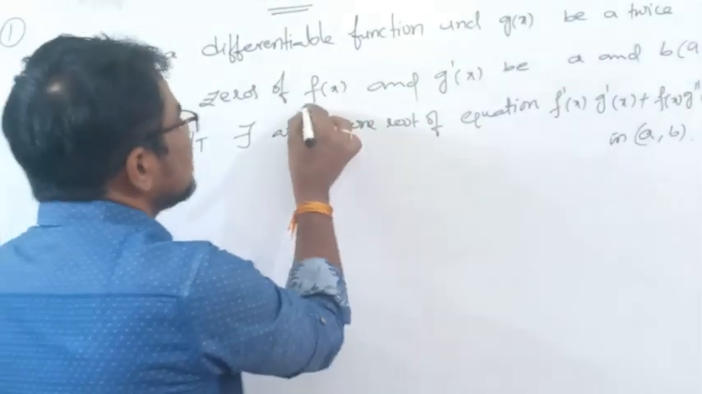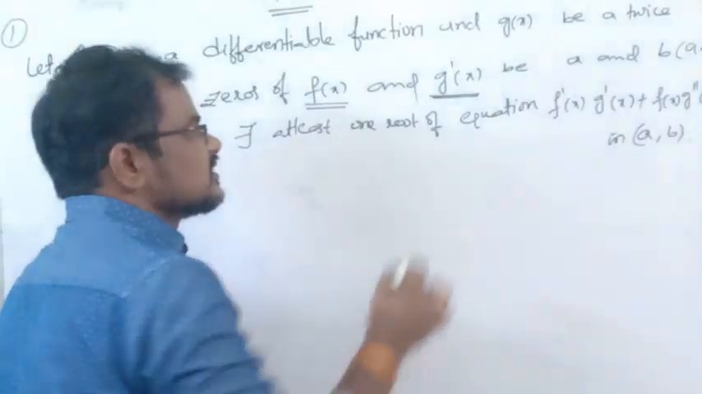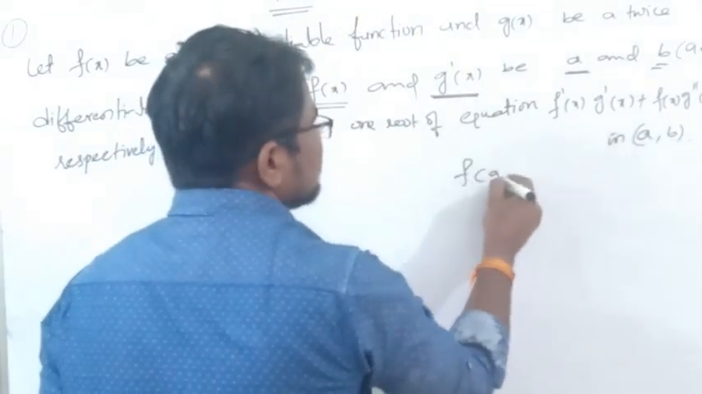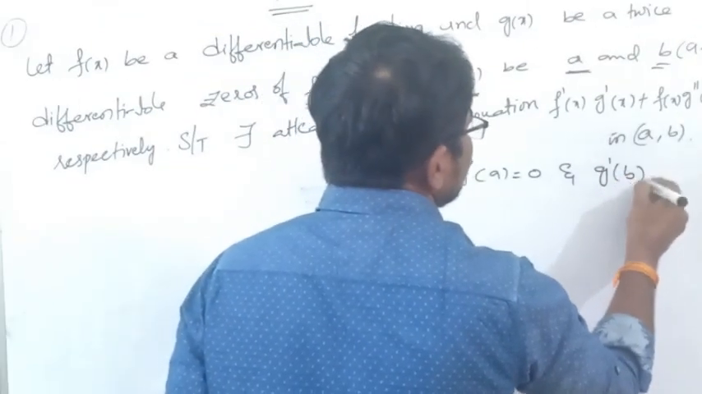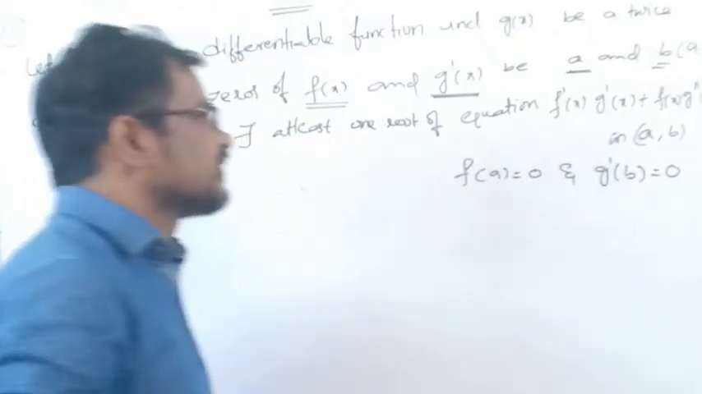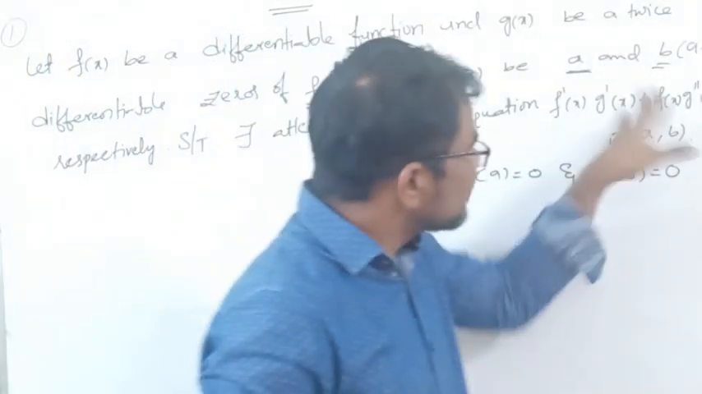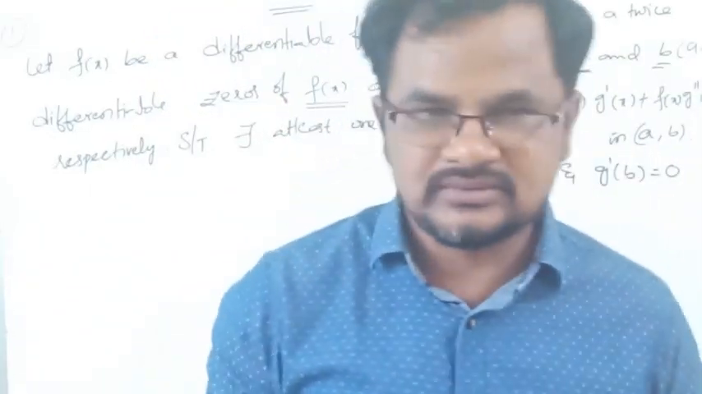First, what is given: the roots of f of x and g dash of x are a and b, meaning f of a equal to 0 and g dash of b equal to 0. Next, what we have to show: for this equation there exists at least one root.